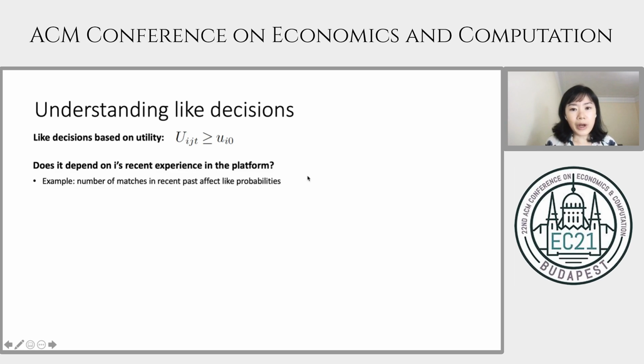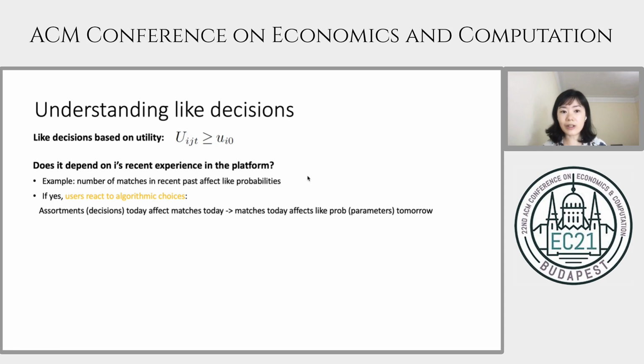One question that we're particularly interested in is, does the like decision depend on i's recent experience on the platform? For example, the number of matches in the previous period might affect the like probabilities in the current period. If the answer is yes, then it means that users react to the algorithmic choices of the platform. So assortment decisions today are going to affect the matches today, and then matches today are going to affect users' like probabilities tomorrow.